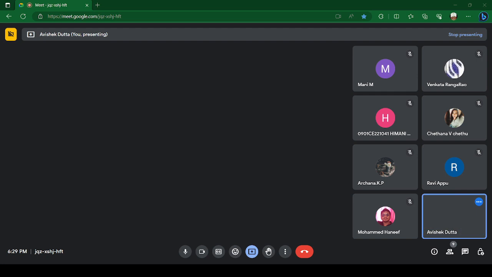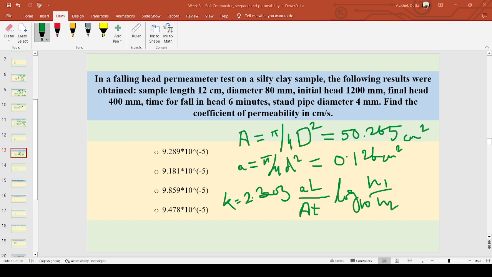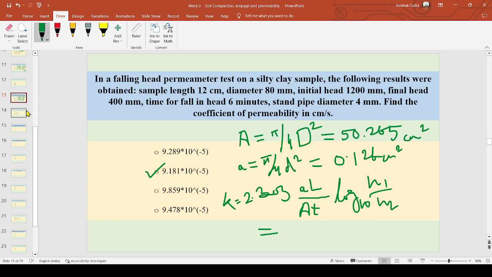The answer which I am getting is 9.181, that is this one, 9.181 into 10 to the power minus 5. Please check and confirm. You can take a screenshot of this and then check and confirm it afterwards if you like. Okay. Next question. I hope you have understood the question.